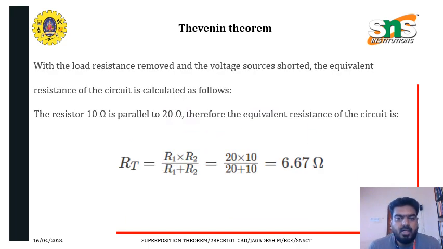And here in this case, the 20 ohm and the 10 ohm are in parallel connection. So we apply R1 into R2 by R1 plus R2. That means 20 into 10 by 20 plus 10, that is 6.67 ohm. This is the equivalent resistance for the given circuit diagram. So this is named RTh, that is the Thevenin resistance.